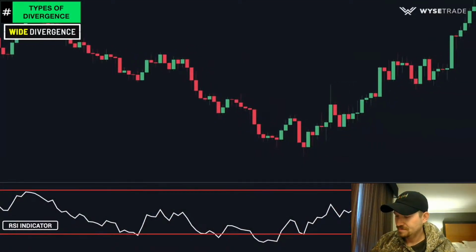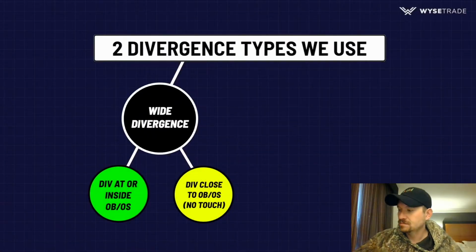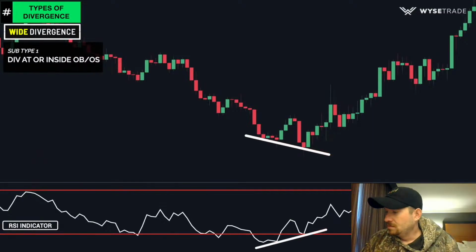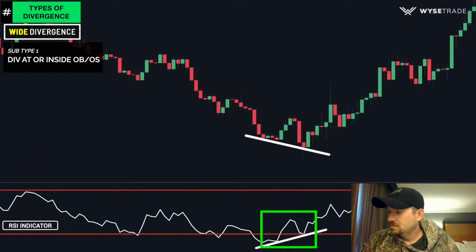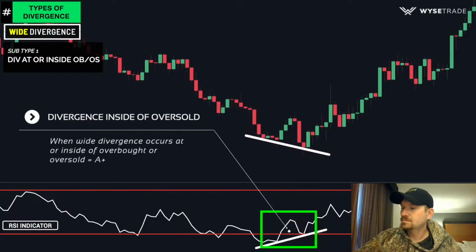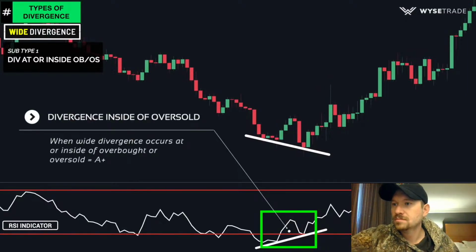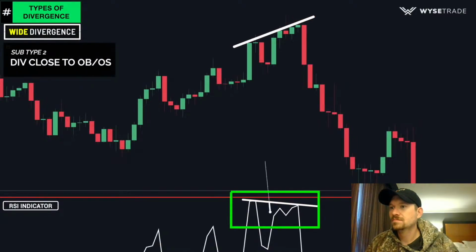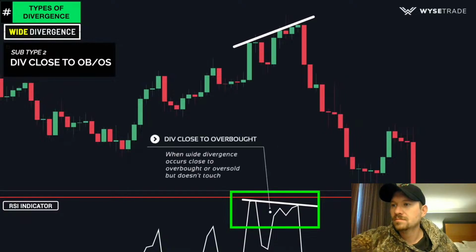Now again, there are two subtypes of wide divergence: 1, when the divergence occurs at or inside of the overbought or oversold region. Notice how it's clearly occurring in the oversold region. Or 2, when the divergence occurs close to the overbought or oversold region. Notice how it's close but not touching.